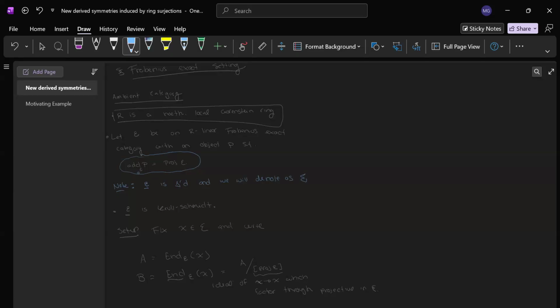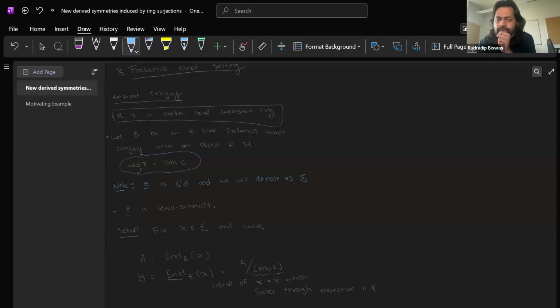The cluster category that I'm more familiar with is the infinite rank ones, where we have infinitely many indecomposables. Right, that wouldn't work, but maybe the finite ones would work. Right. Okay.